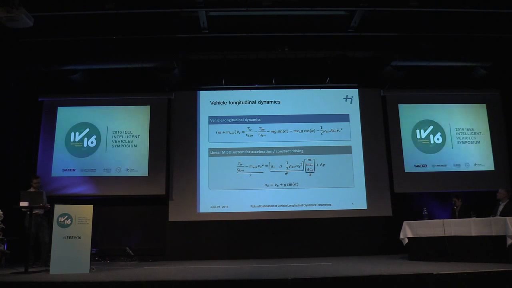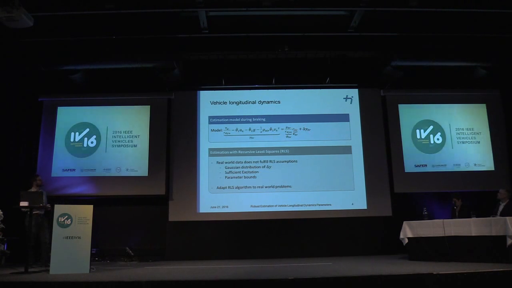You can estimate the parameters with a recursive least squares algorithm, and you can also do the same in the braking mode with this model. This braking linear model uses the coefficients from the acceleration phase. So you have here the mass, the rolling resistance and aerodynamic resistance, and what we want to estimate here is the coefficient between the pressure in the main brake cylinder and the braking torque.